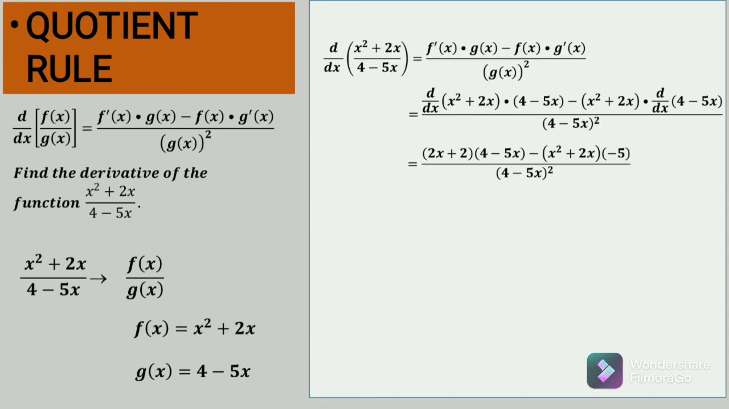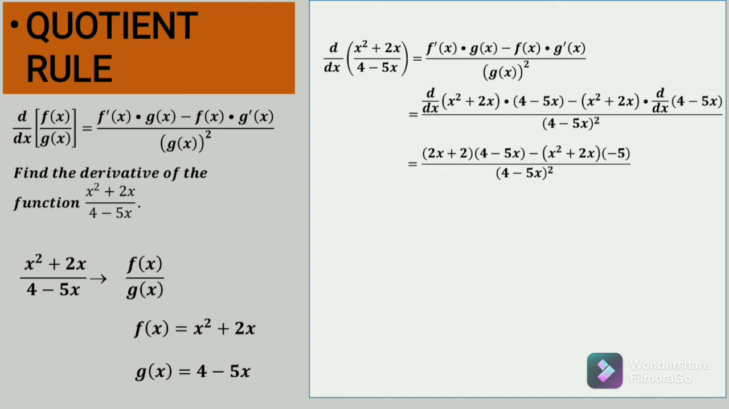Then let's find the derivative. The derivative of x squared, x to the power of 2, is 2x, and the derivative of 2x is 2. Then copy 4 minus 5x minus x squared plus 2x. Then the derivative of 4 is 0. Then the derivative of negative 5x is negative 5. So 0 minus negative 5 is negative 5.